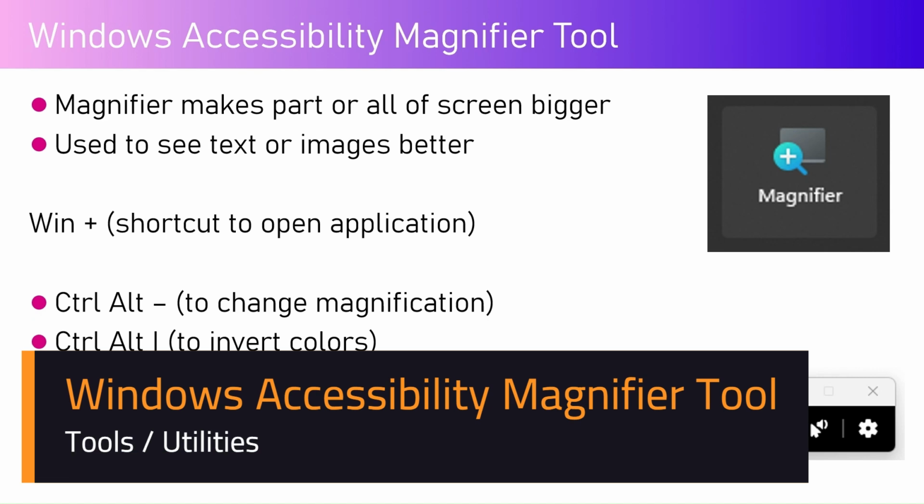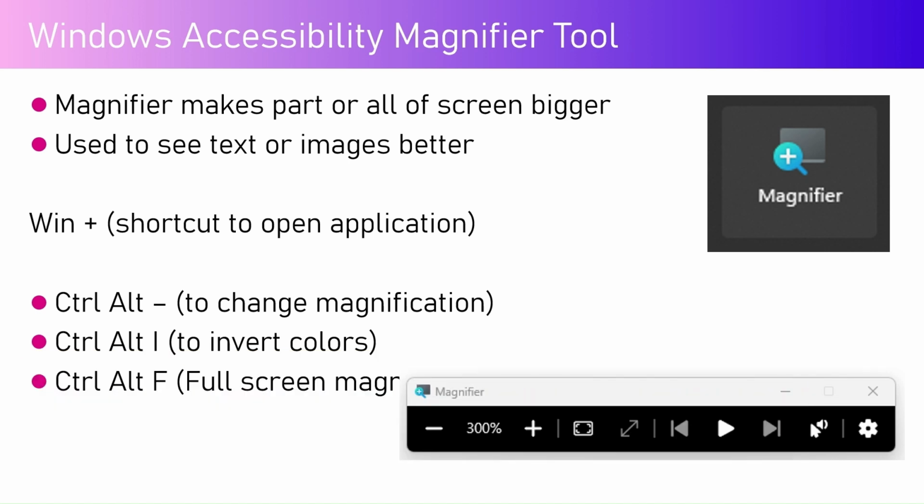In this video, I'll be talking about the Windows Accessibility Magnifier Tool available within the Windows 11 operating system. Now, the Magnifier Tool basically makes part or all of the screen bigger. It is a part of the accessibility tool set within the operating system. It is basically used to see text or images better. So we have an application named Magnifier. You can use that magnifier tool to magnify the text or images. Now it can be used by anyone.